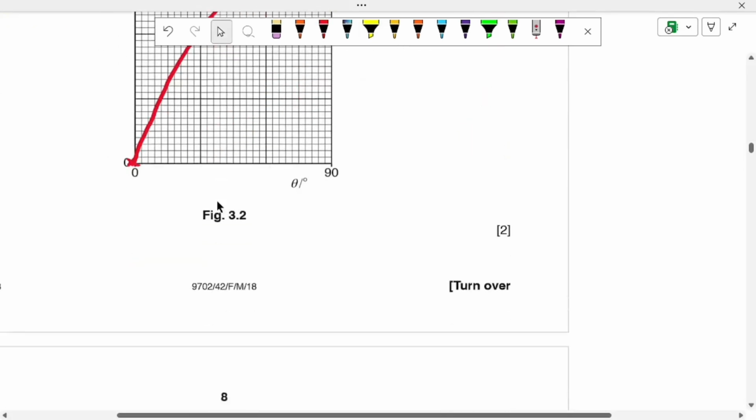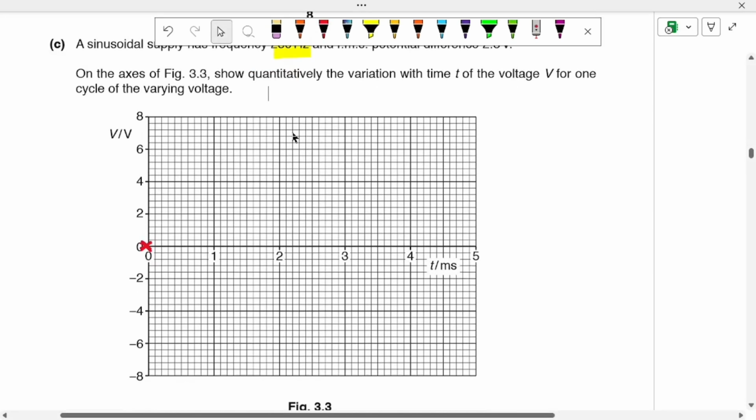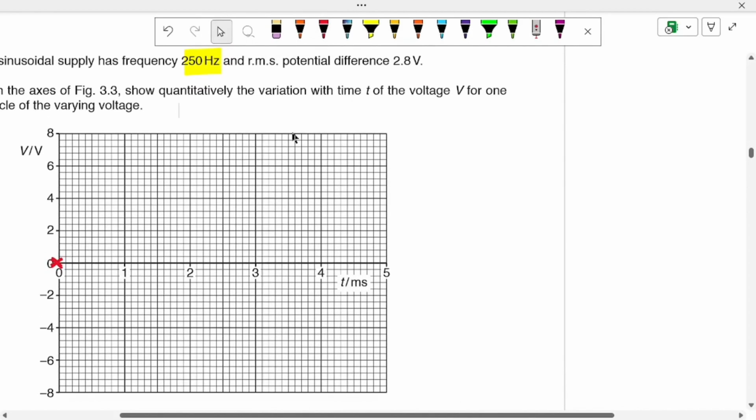Move on to another graph. Oh, these guys were very cheeky. We're given a sinusoidal supply that has a frequency of 250, right? And I know the relationship between frequencies. So always ask yourself, I want to draw a graph. What are the key things that I need for these graphs for alternating varying voltage? What you're going to need is the period.